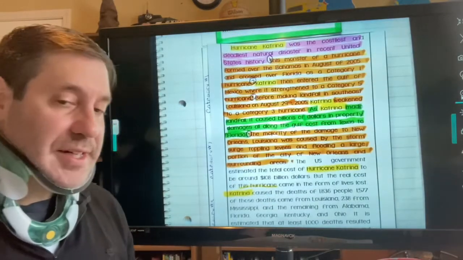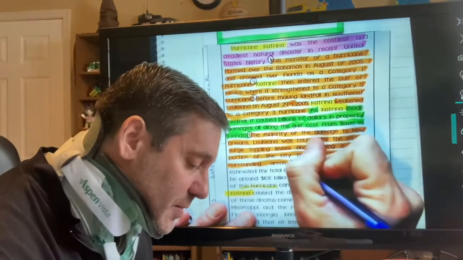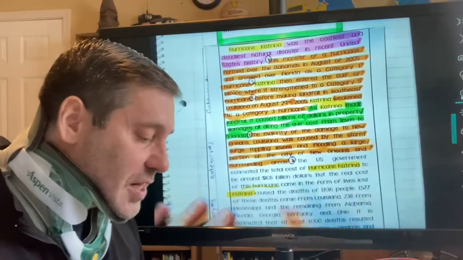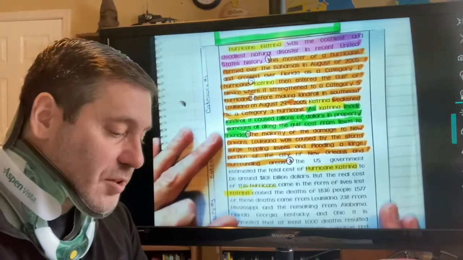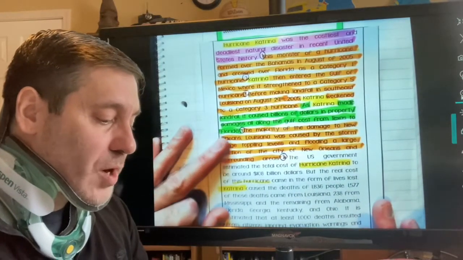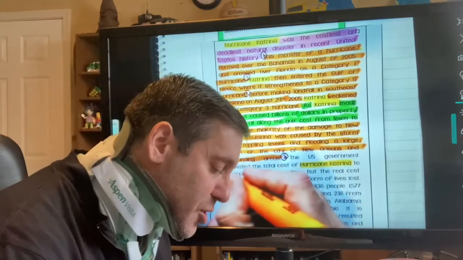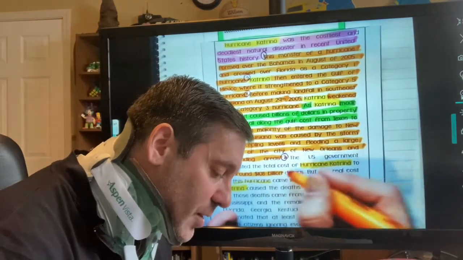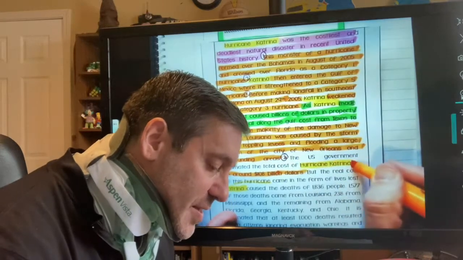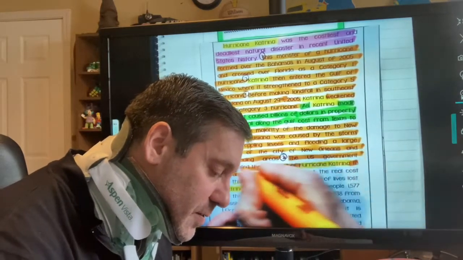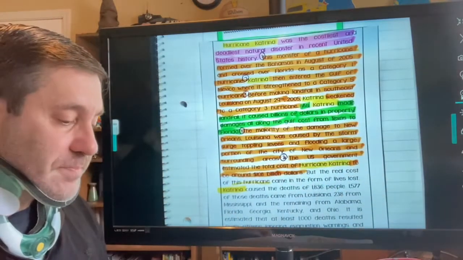Okay, here we're going to get a second detail for how costly it was. The U.S. government estimated the total cost of Hurricane Katrina to be around $108 billion. That gives us an actual number, a dollar amount. So this is definitely a supporting detail for how costly it was.